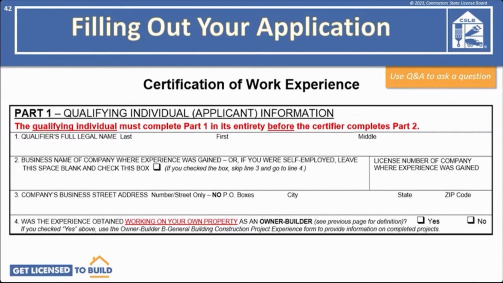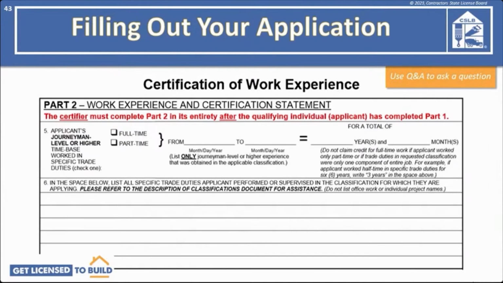If you are applying for a B general construction license and will be using experience obtained while working on your own property, make sure to mark the box in line 4 and complete an owner-builder construction project experience form that we'll discuss later. Certification of Work Experience, Part 2.